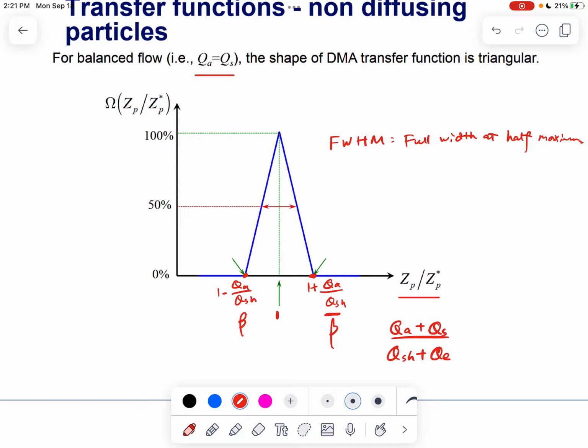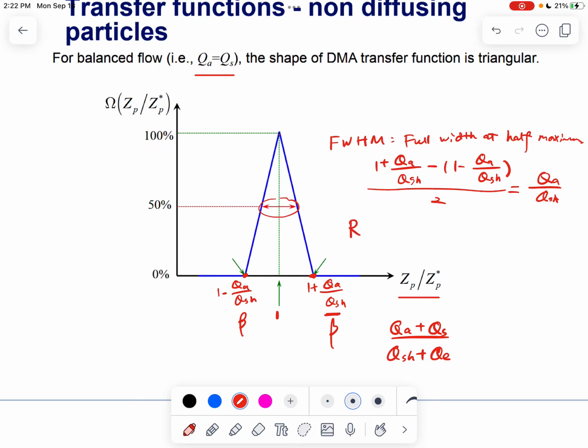Okay, so you see that the full width at half maximum is just this value minus this value, and divide by 2, right? You're looking at 50%. So people use this distance, or this length, as the width of the transfer function. So that is going to be 1 plus QA divided by Q sheath, minus 1 minus QA divided by Q sheath, and then you divide that by 2, which is QA divided by Q sheath, right?